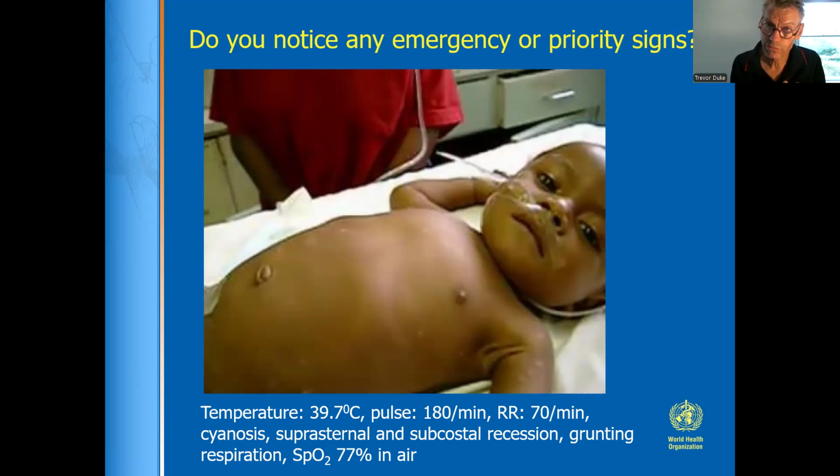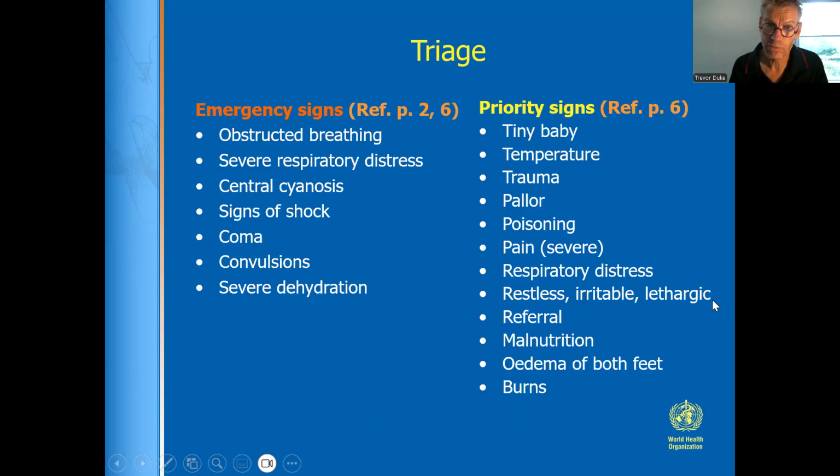His respiratory rate, if you count it, is about 70 per minute. He was cyanosed before going on to oxygen, and he had suprasternal, as you could see, and subcostal recession and grunting respiration. And his oxygen saturation when measured was only 77% in air.